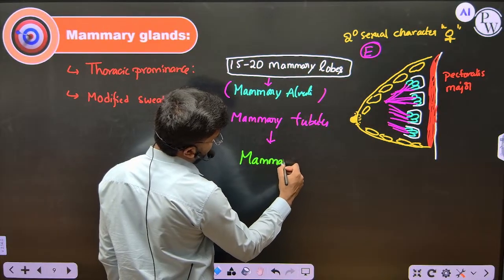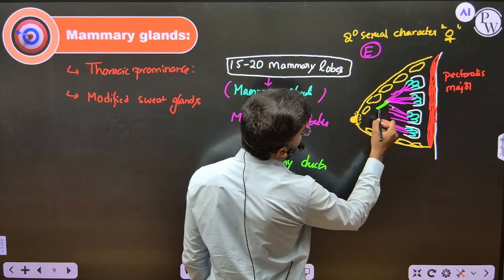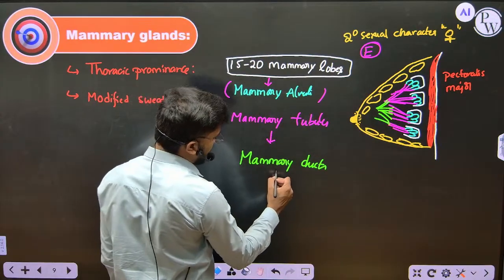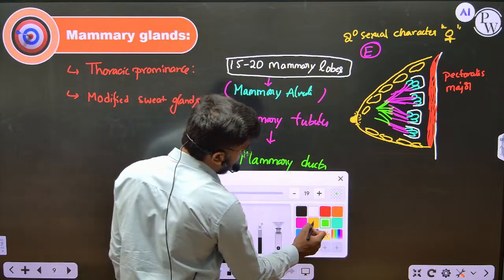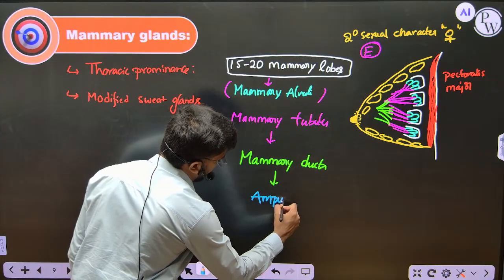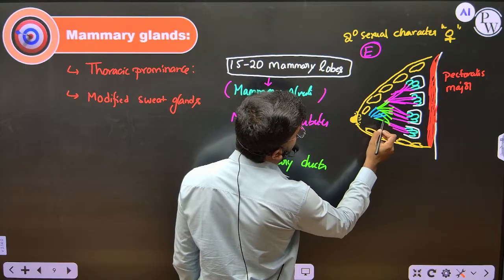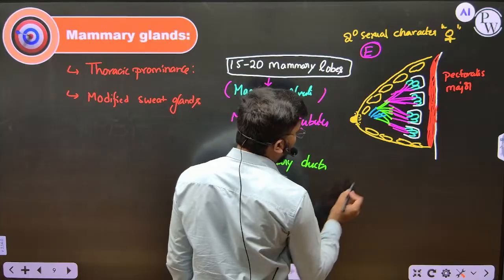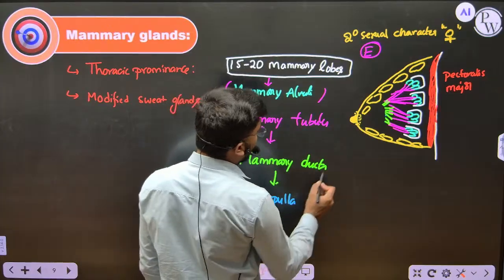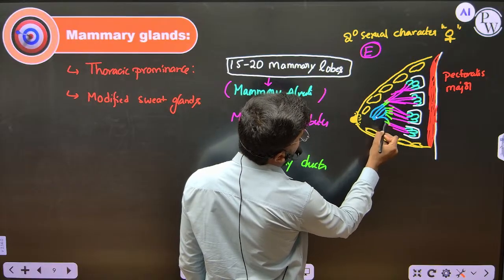Mammary ducts. They join to form mammary ducts like this. This mammary duct leads to the mammary ampulla. I already mentioned this: wherever broad areas are there, we call them ampulla. So here we are calling it the mammary ampulla, like this.